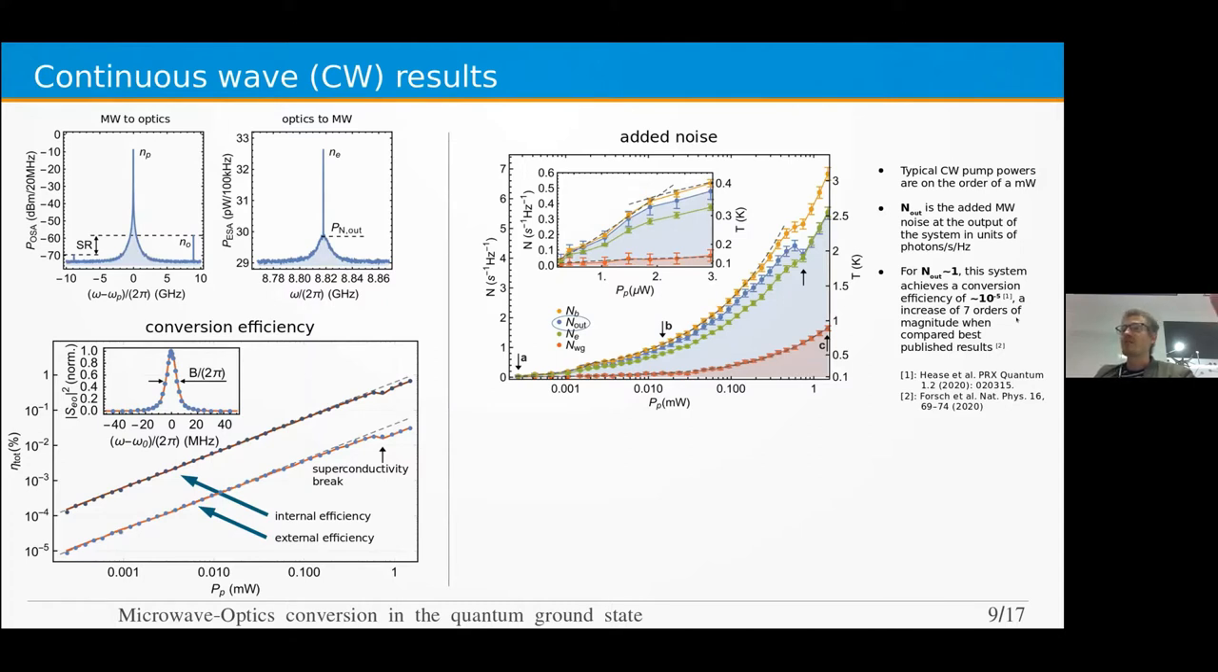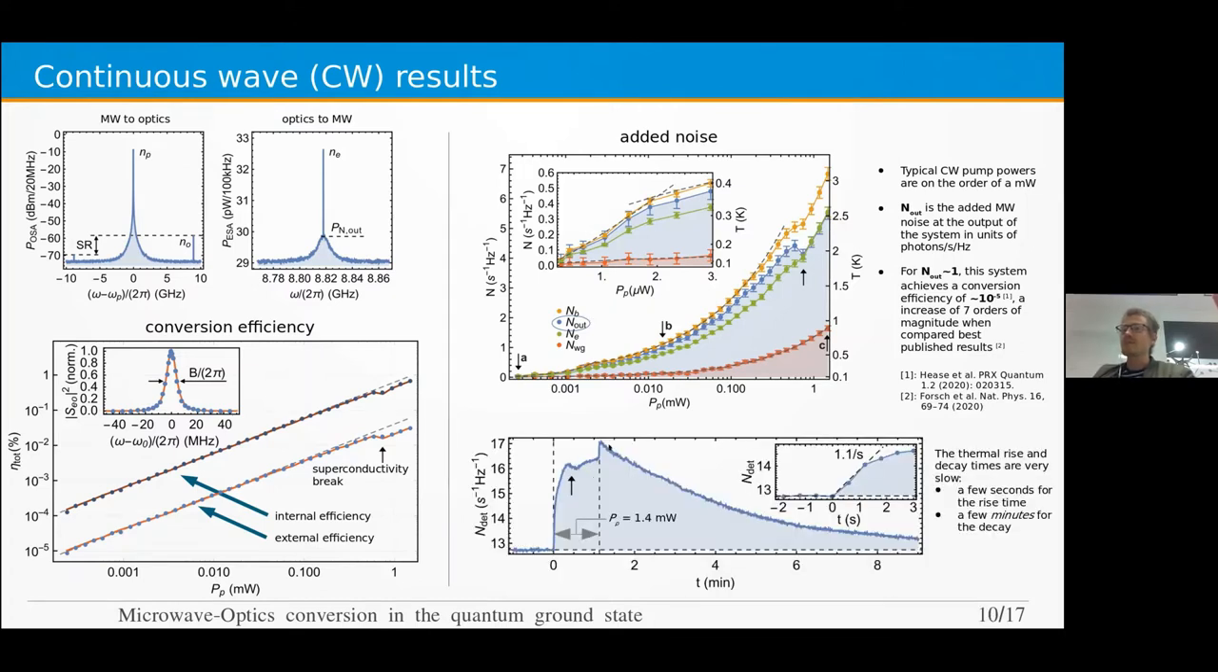So can we push this further? Can we get an even better ratio of conversion efficiency over added noise? It seems this is possible with pulsing. This graph shows the added noise photons as a function of time when we send a pulse between the two dashed lines of 1.4 milliwatts of power. We can see that the thermal noise of the system reacts pretty slowly to the turning on of the optical pulse. We have one photon per second rising, and it takes a few minutes to decay. So one could expect that if we send very intense pulses of light, we will benefit from the enhanced three-mode mixing interaction before we heat the system.